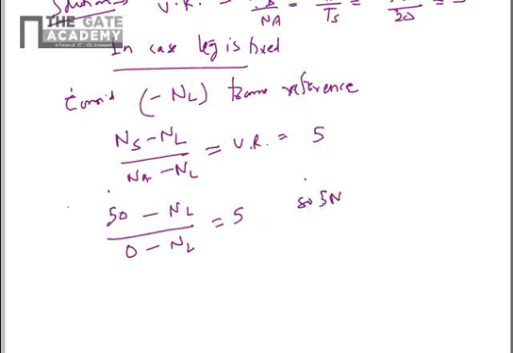So 50 minus NL is equal to minus 5 NL, which gives 5 NL minus NL is equal to minus 50, so 4 NL is equal to minus 50. NL will be equal to minus 12.5. That means counterclockwise. So this is the answer.